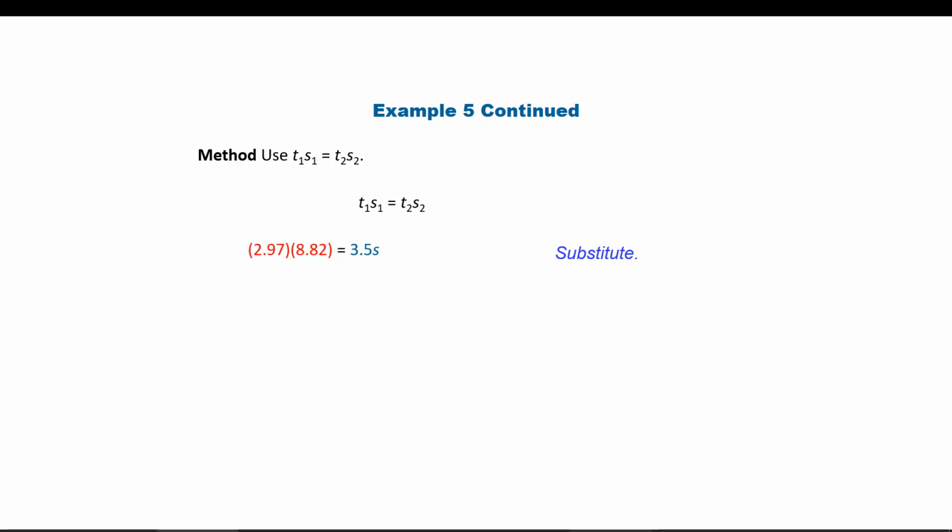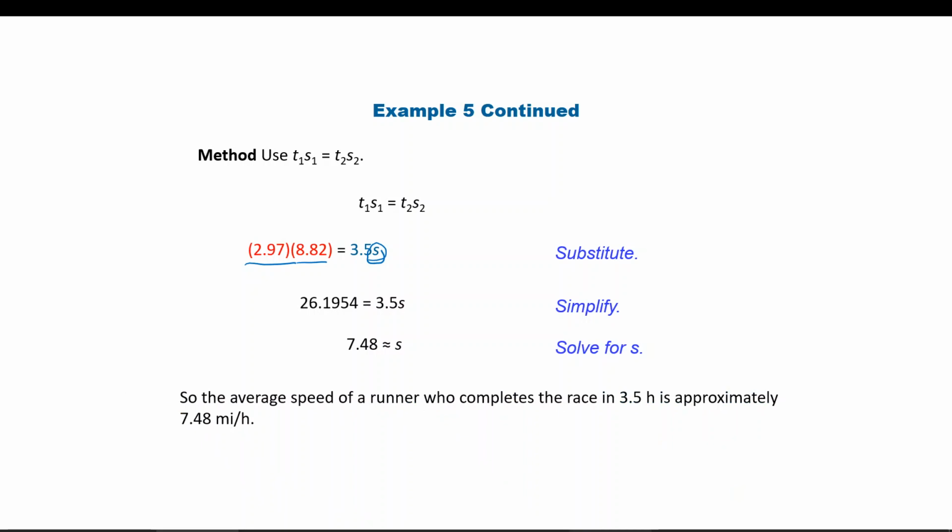So we have three parts, and the only thing that we don't have is our speed. And so now we can just solve for S, and we end up with the exact same thing. And so our S is equal to 7.48. So the average speed of a runner who completes the race in 3.5 hours is approximately 7.48 miles per hour.